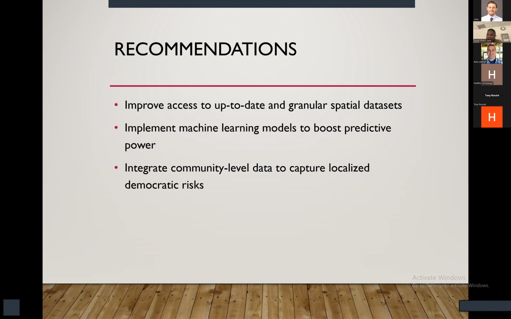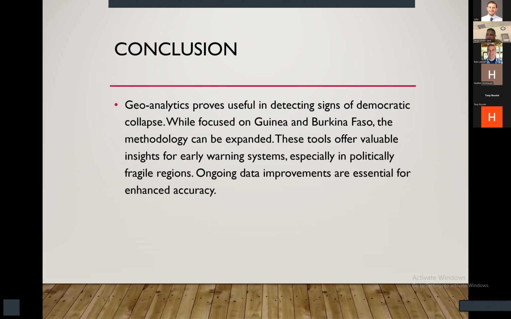Finally, it's essential to integrate community-level data into the analytical framework. Local-level insights on things like informal governance structures, economic grievances, or security dynamics are often overlooked in top-down datasets. Yet these factors are crucial for identifying localized democratic vulnerabilities that may not appear in national indexes. Overall, these recommendations can strengthen the project's contribution to conflict prevention, political monitoring, and humanitarian planning in fragile democracies like Guinea and Burkina Faso.